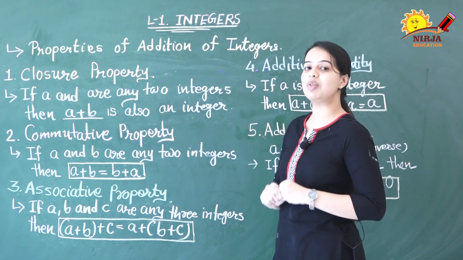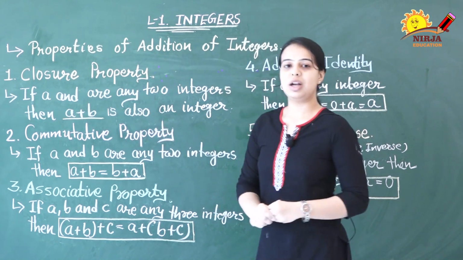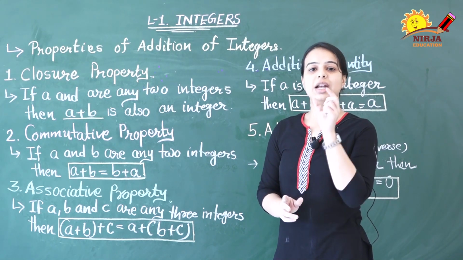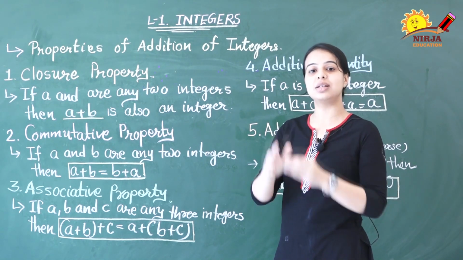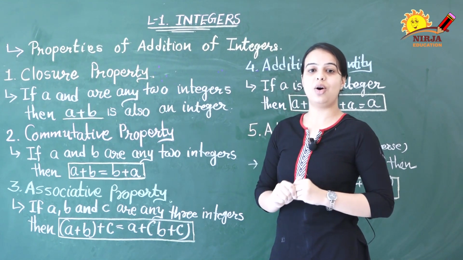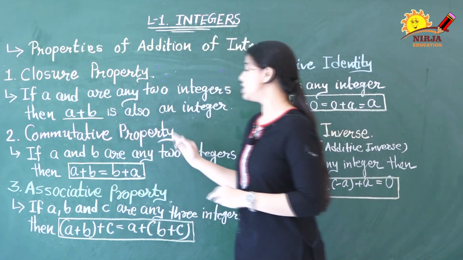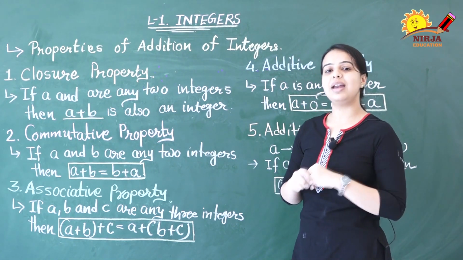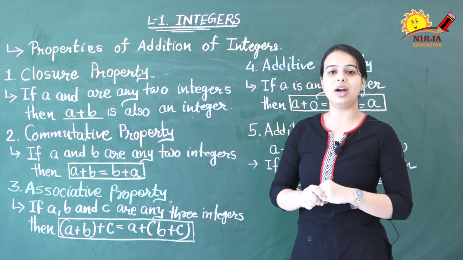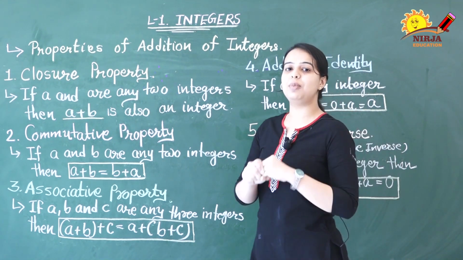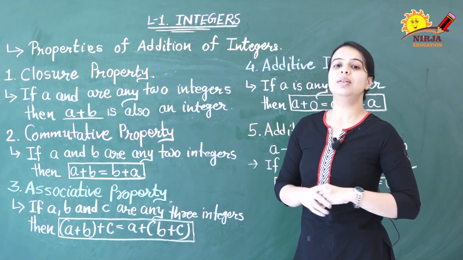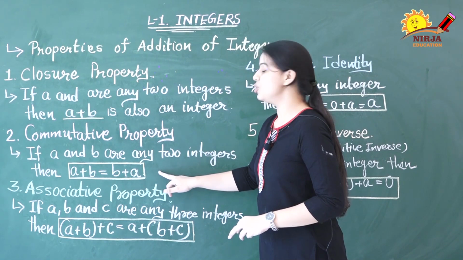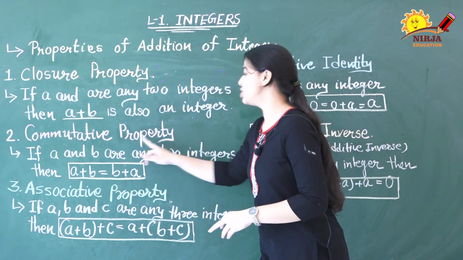The first property that we have discovered is the closure property. Now what do we mean by closure property? If A and B are any two integers, and if we are going to add those two integers, then the result will always be an integer. The second one is the commutative property. What do we mean by commutative property? If A and B are any integers, either positive or negative, if we are going to add both the numbers in any order, then the result will be the same. So you can say A plus B is equal to B plus A, and this is your commutative property.